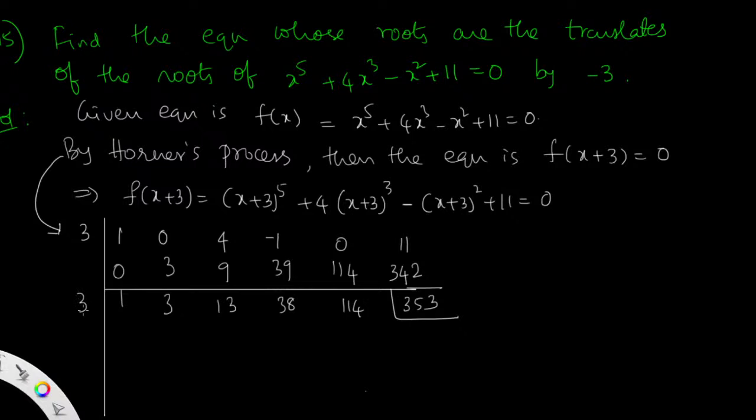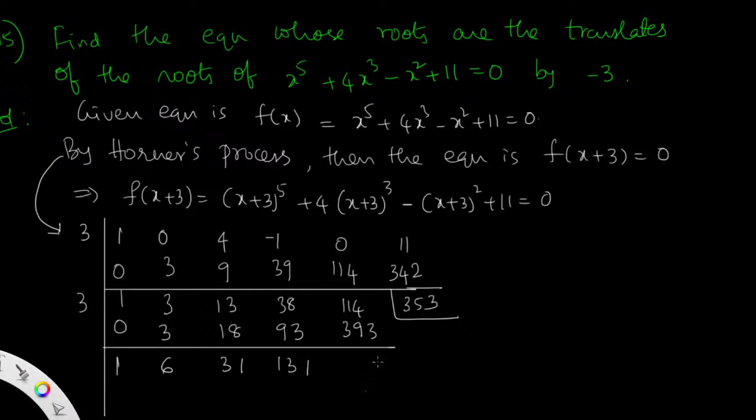And again with the 3, put 0 everywhere. So 1, 3, that is 6. So 18, that is 31. 31 into 3 is 93, and then 131. 131 into 3 is 393, that is 507. Again you do 3 and then 0: 1, 3, 9, 27, that is 58. 58 into 3 is 174, and then 305.